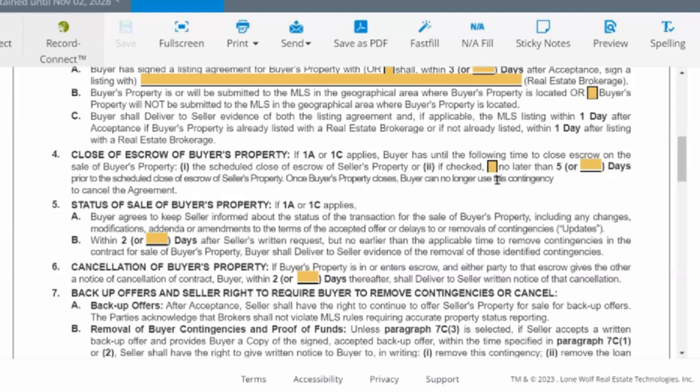And then usually, close of escrow of buyer's property, we usually want that to happen, or it usually has to happen at the same time, because the buyer usually needs the money from their house to purchase the next house.